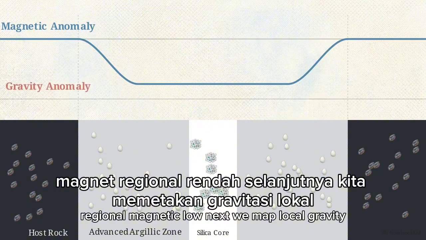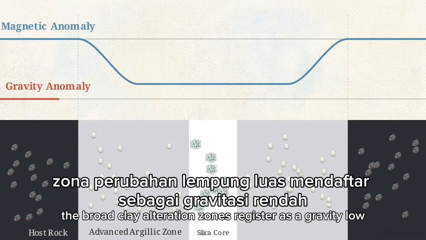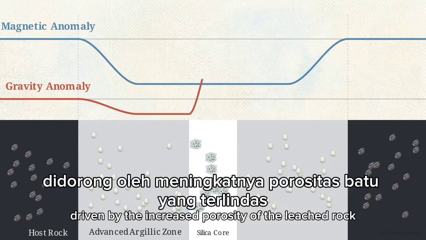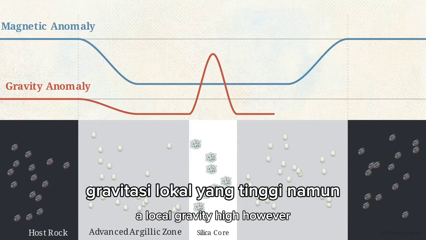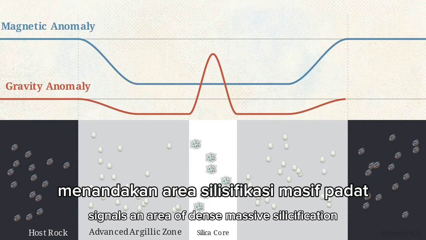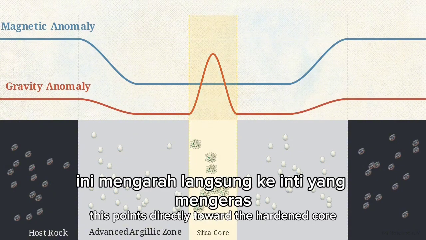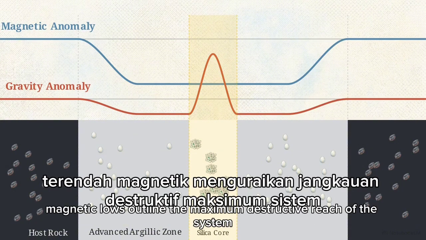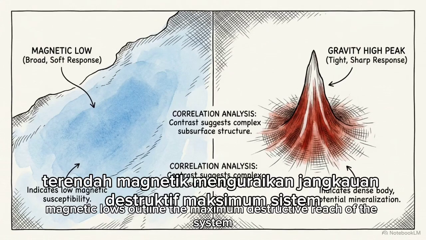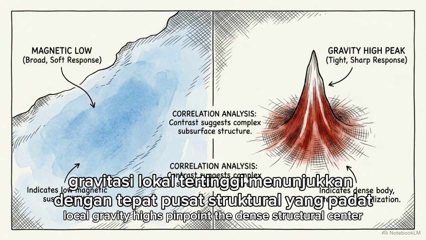Next, we map local gravity. The broad clay alteration zones register as a gravity low, driven by the increased porosity of the leached rock. A local gravity high, however, signals an area of dense, massive silicification. This points directly toward the hardened core. Magnetic lows outline the maximum destructive reach of the system. Local gravity highs pinpoint the dense structural center.